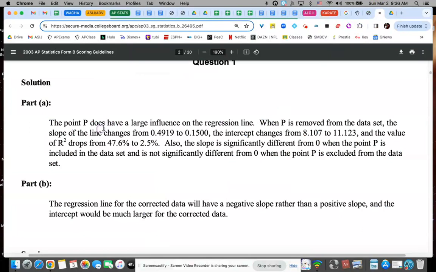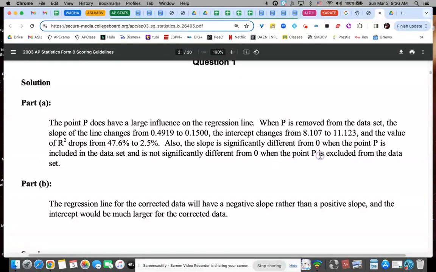Right, so the point P does have an influence, so you have to say yes. You can't just go into it. You have to say yes, right? And then they talk about, like I said, how the slope changes, how the y-intercept changes, and how r squared changes. You only have to have two of the four things they're showing here. They show four things, but you only have to talk about two of them.